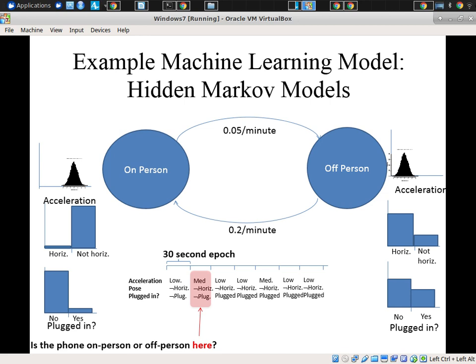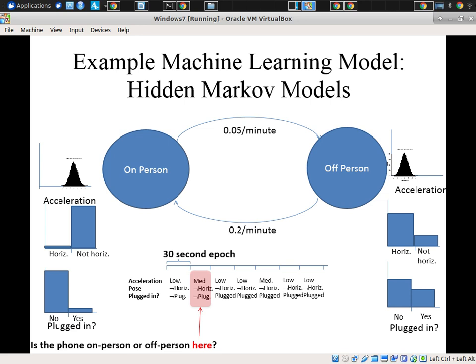But we might have some measure of acceleration that has a distribution associated with it for the on-person state, and then there's a distribution implied for the off-person state. And you'll notice for the off-person state, the distribution has a lower zero center compared to the on-person state. If it's on-person, there might be more movement expected than if it's just sitting on a handbag or chair or backpack or on a counter at home or what have you. So in short, for acceleration, there's a different distribution that applies for on-person compared to an off-person state, right?